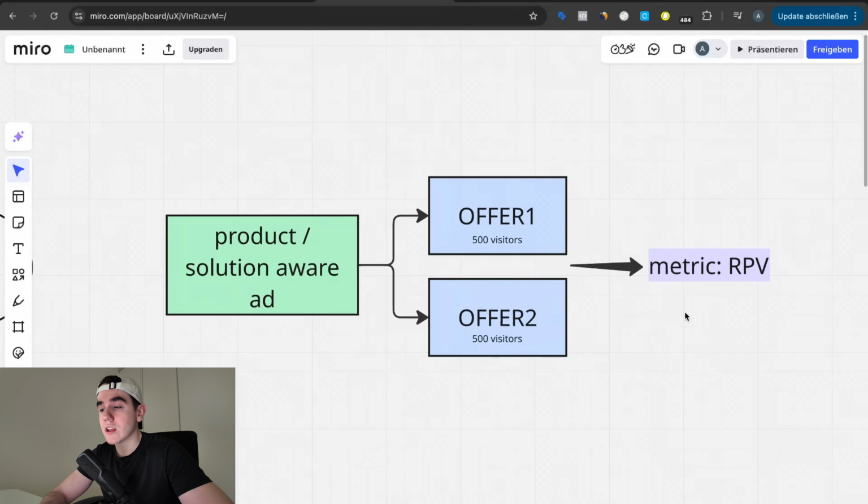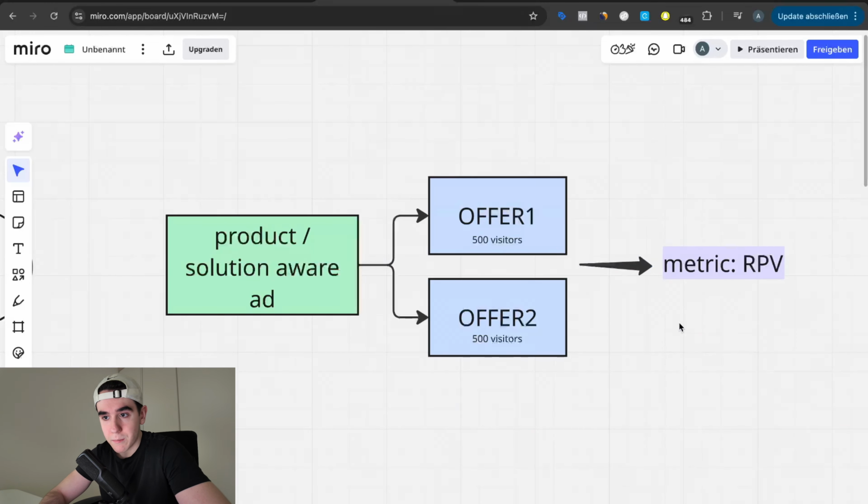And the only metric you look for here is the revenue per visitor. Once again, you don't look for only conversion rate or only AOV. You actually just look for the metric called RPV, or revenue per visitor, which just shows you how profitable you are if you compare this to your cost per click, by the way, right?